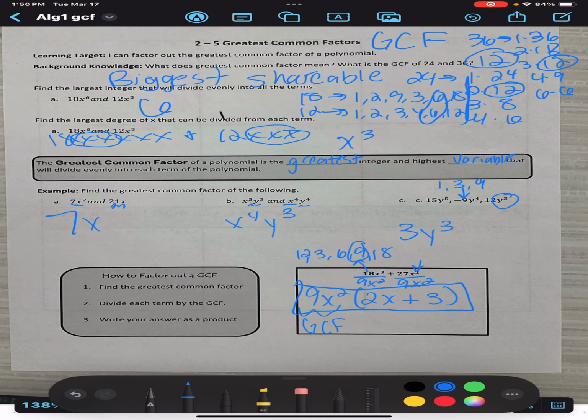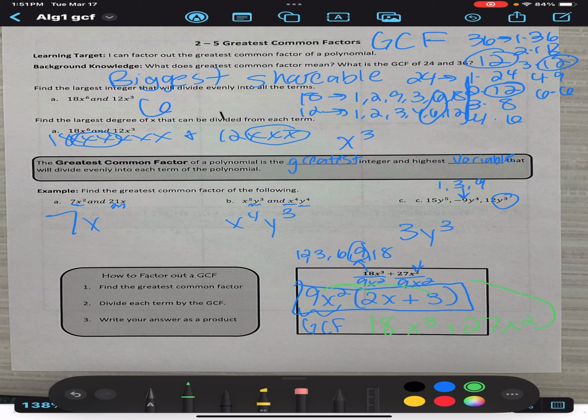And what is cool about GCF is that I can redistribute it to check myself. So if I redistributed this, that would give me 27x cubed plus, biscuits can't do math. Whoopsie. Lied. Just making sure you're paying attention. That would give me 18, biscuits. There we go. 18x cubed plus 27x squared.